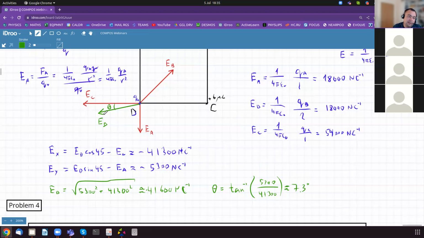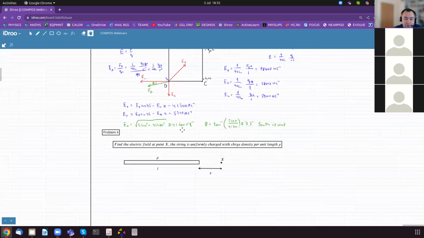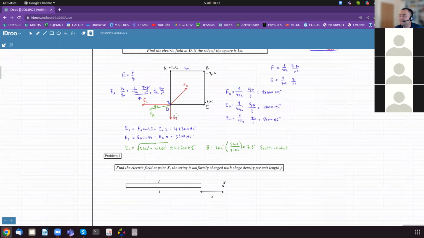So yeah, the angle is 7.3 degrees. You can say it's 7.3 degrees south of west, and yeah, that's it. Or just 7.3 degrees to the horizontal, of course. All right, now coming to actual interesting stuff.